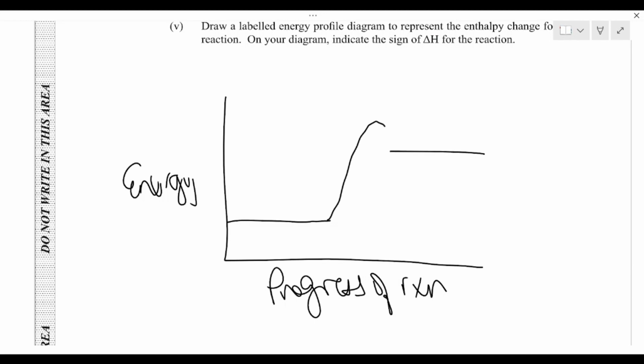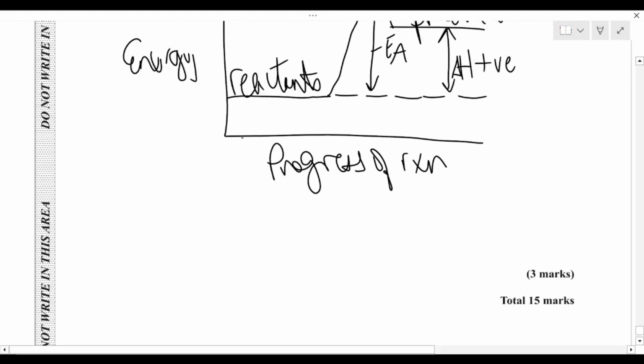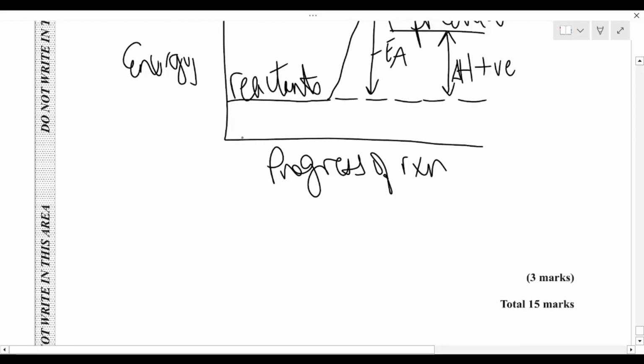Let's draw our line and a little dotted line across here. So here we have our reactants and here our products. The activation energy is going to be the entirety of this here. And our delta H is going to be positive. Don't forget that delta symbol there. Just like that, well, drawn with a ruler and in legible handwriting, 3 marks for a total of 15 marks for this question.